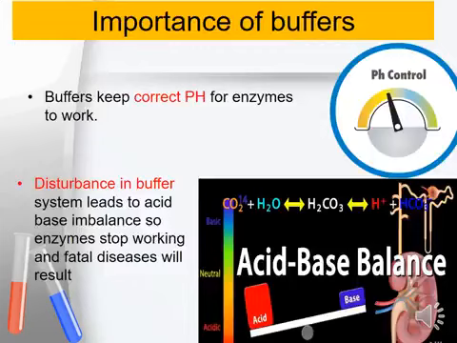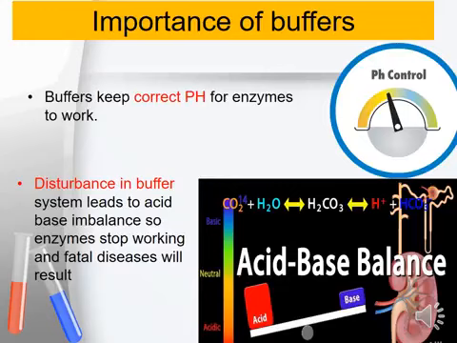What is the importance of this buffer? Buffer is important in order to keep the pH for enzymes to work. We know that enzymes have to have an optimum pH. This optimum pH makes the enzyme act well. By changing this pH, the enzyme will be denatured, and it can't work well. Then what is the importance of buffer?